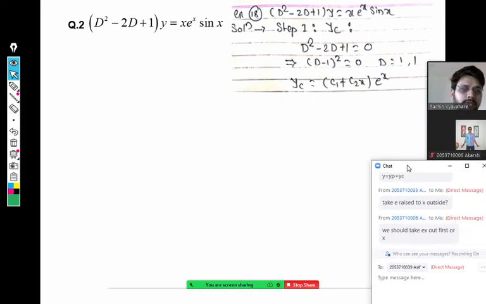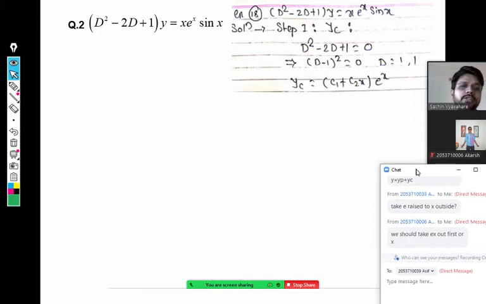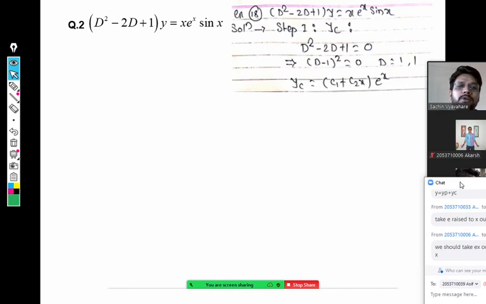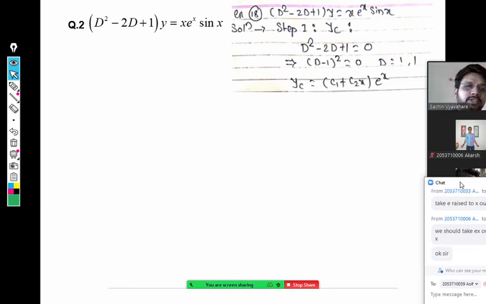The first one, we should take e raised to x outside first, or x? Obviously e raised to x, as I told, because you cannot take x first outside. To take x outside, it's a very complicated formula. The x into v formula, sir: e raised to x under bracket minus x sin x plus cos x. Okay, so it's lengthy. We'll check. Just 1 minute.